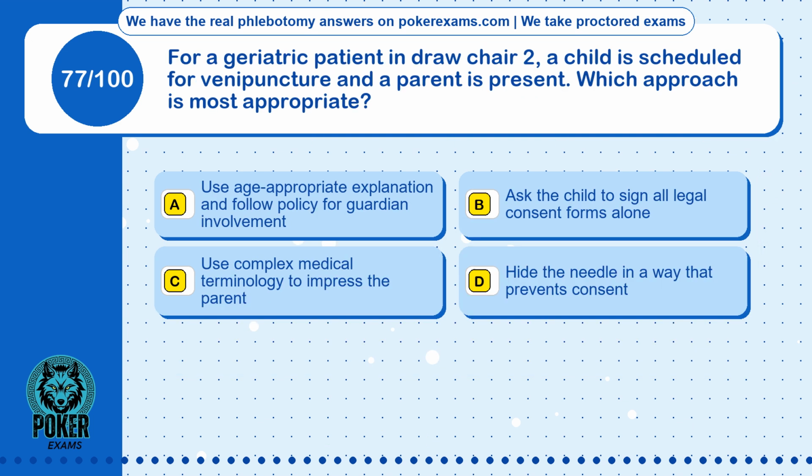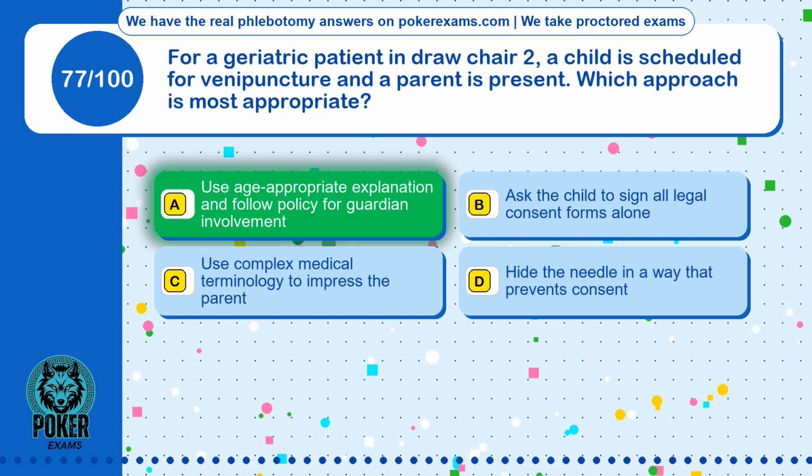Question 77. For a geriatric patient in draw chair 2, a child is scheduled for venipuncture and a parent is present. Which approach is most appropriate? Option A. Use age-appropriate explanation and follow policy for guardian involvement. Option B. Ask the child to sign all legal consent forms alone. Option C. Use complex medical terminology to impress the parent. Option D. Hide the needle in a way that prevents consent.